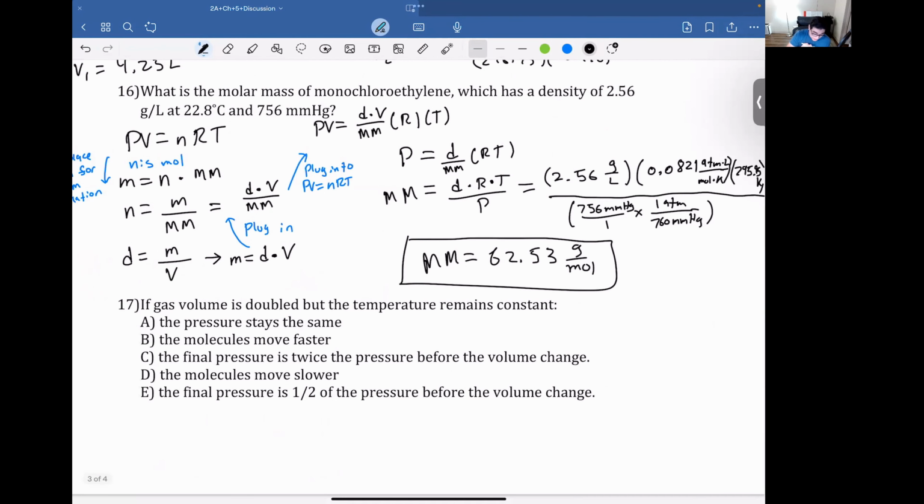Next, 17, we have if gas volume is doubled, but the temperature remains constant. We saw something similar to this. So the kinetic energy stays the same. Let's just note that. So the average speed is also the same.